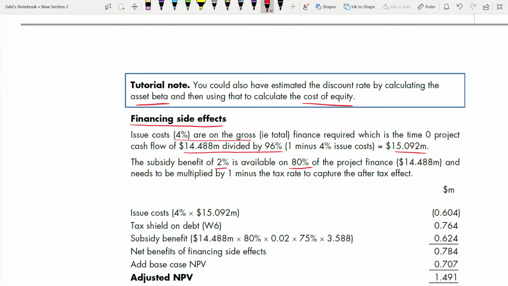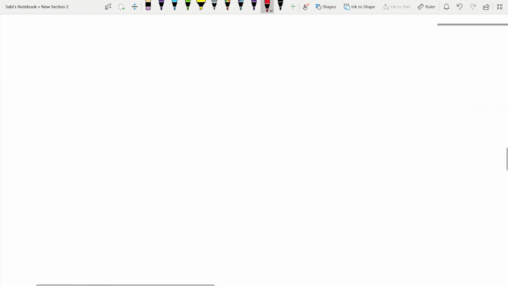How are they saying? Okay, 80% of the project finance. This is the total finance, out of the 80%. Out of that, 2% is the subsidy benefit and needs to be multiplied by 1 minus the tax rate to capture the after tax effect. Of course, everything is after tax effect: 1 minus the tax rate, 1 minus 8%. The subsidy benefit, we will go and check.